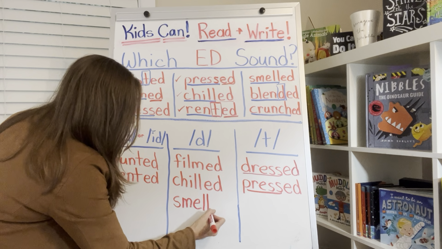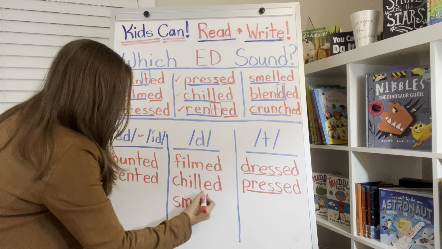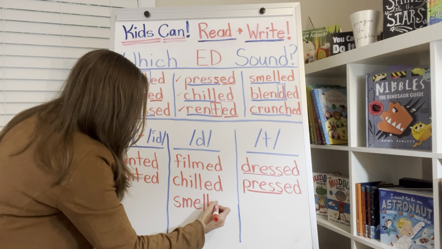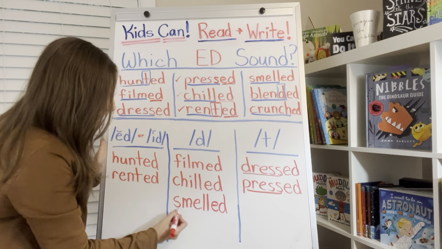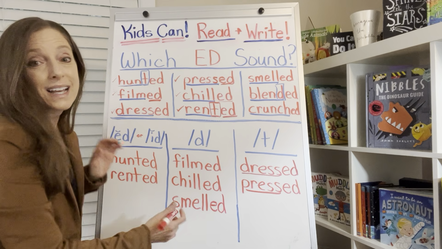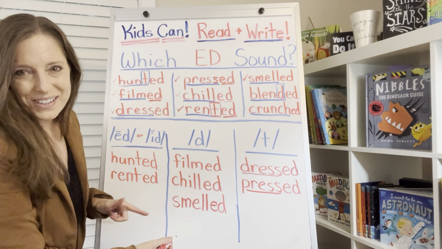Smell. Due to the floss rule, we're going to double that L if we were just writing smell. We also have to make sure that E is protected before our ED ending. Smelled. Can you smell something? Yes, you can. It needs that ED ending because you can do it. All right, did you get that one right?